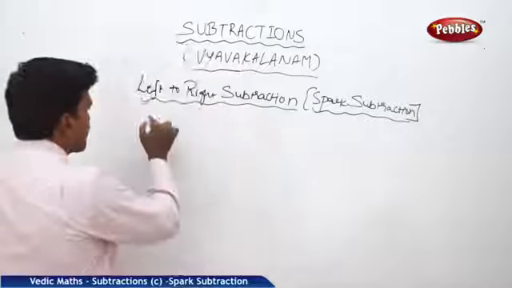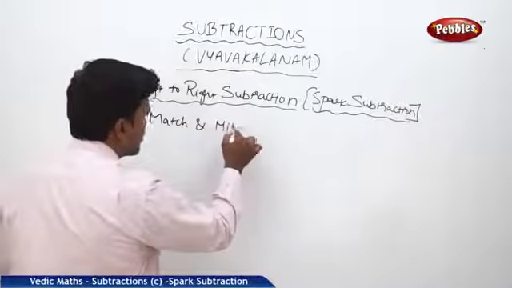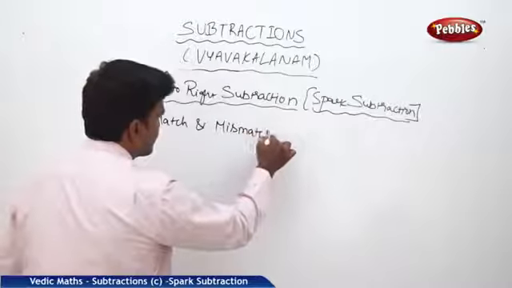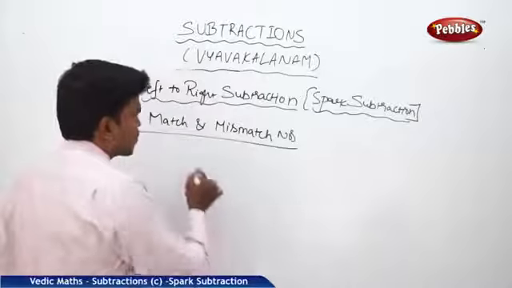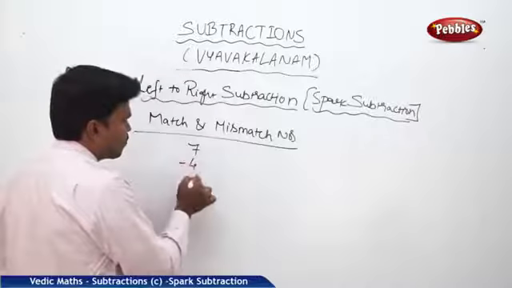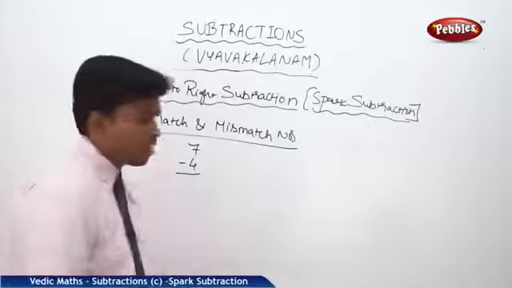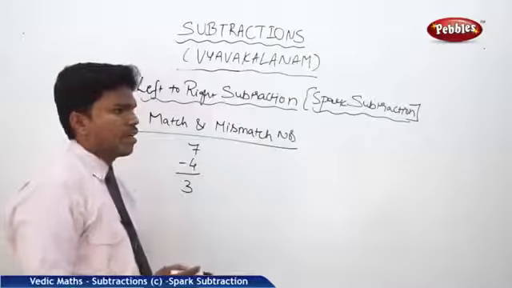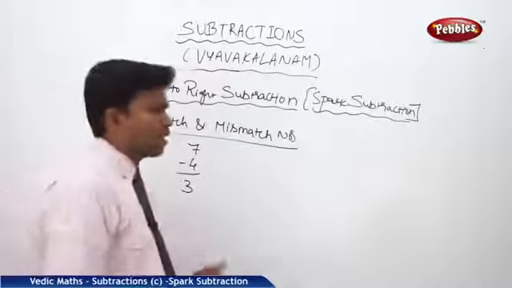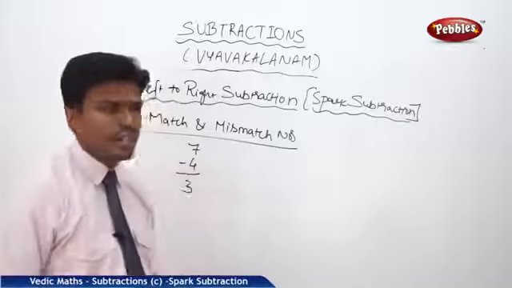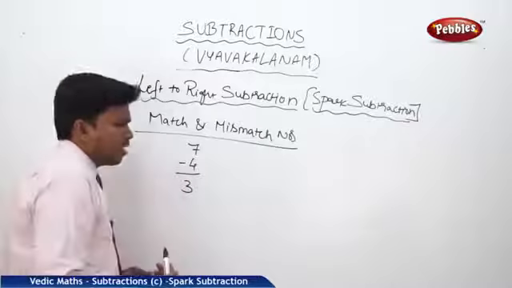Match and mismatch numbers. Now suppose 7 minus 4. Yes, I know the answer, and I know that you know the answer is 3. But here the answer is not the concept, the answer is not the criteria. So what is the main criteria here? Now you tell me, 7 minus 4.